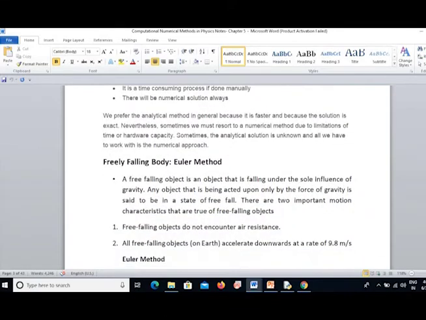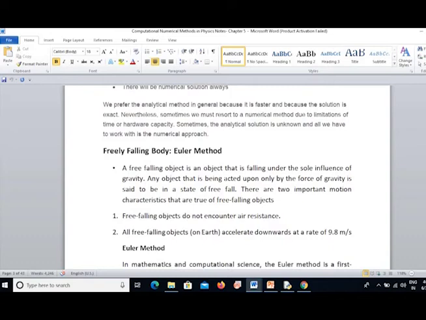freely falling body using Euler method. So, a freely falling body is an object that is falling freely under the influence of gravity only. You are well familiar with the freely falling body. The only force acting on the freely falling body is assumed to be the force of gravity, which is acting in the downward direction, the y direction.